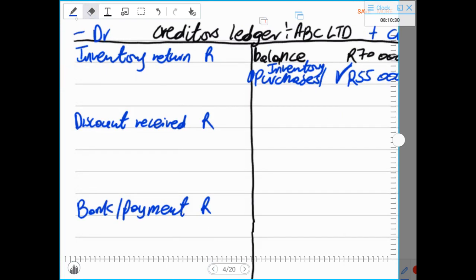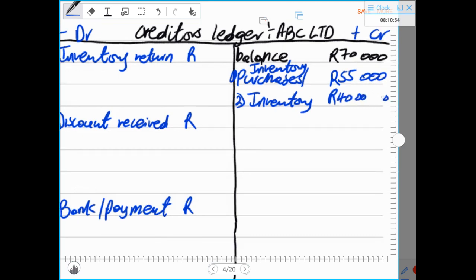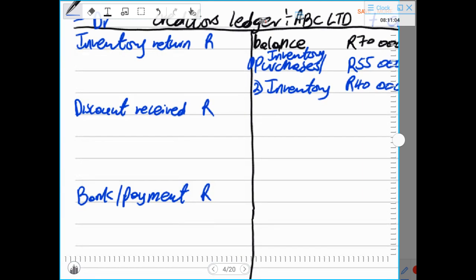It is still a purchase. Assume that we buy inventory on the second day again. There is another inventory that is bought on credit. There are different entries that I will be dealing with in each of the scenarios, at least 3 up to 4 sometimes. So now we buy inventory amounting to 40,000 rands on the second.